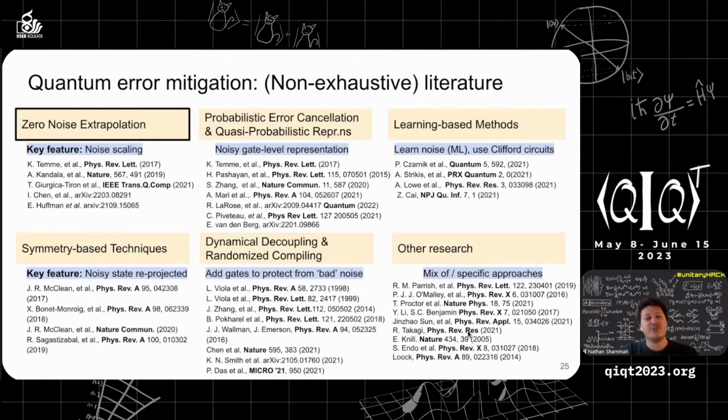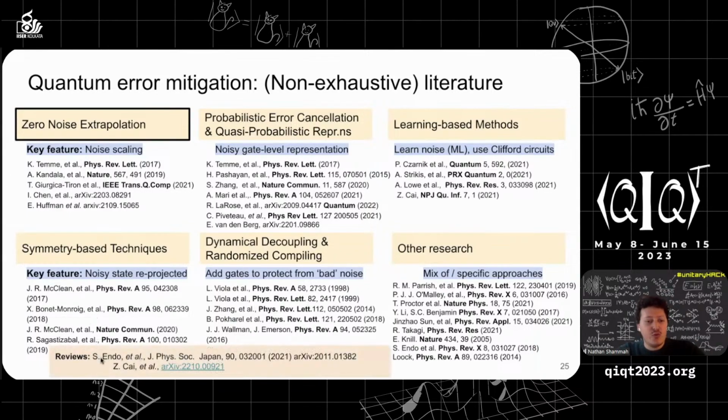And there are also other research approaches. This is just a summary of some relevant papers, but of course the quantum error mitigation literature is growing by the day, and this is by no means a comprehensive list. I also point you to these two reviews, one by Suguru Endo and collaborators, published in 2021, and one by Zhenyu Cai and collaborators, which I believe has been published in Reviews of Modern Physics. In any case, it's at this arXiv link.